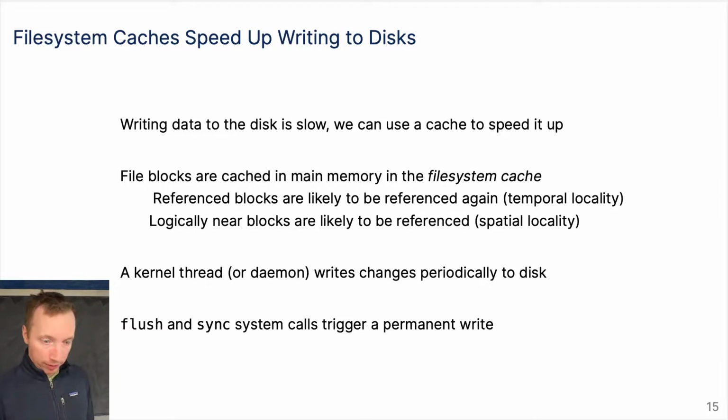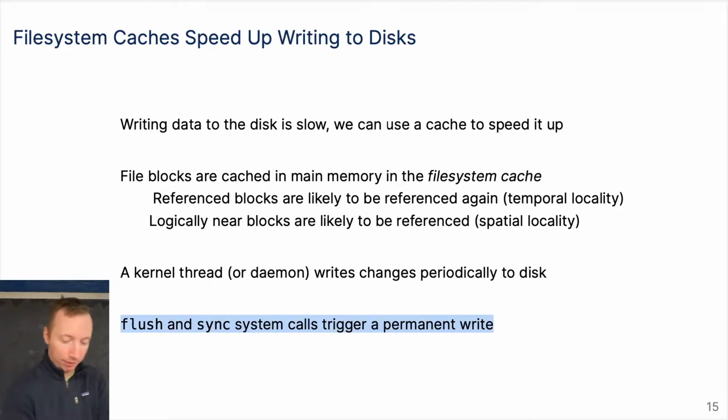And then the kernel is responsible for actually writing the changes back to the disk, and we saw that before with the write-through stuff. The way to control that is that there are system calls for flush and sync, and that will trigger the kernel to actually write data, clear all the caches, and write it to disk. So that's what they do.